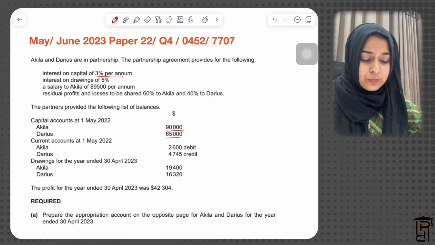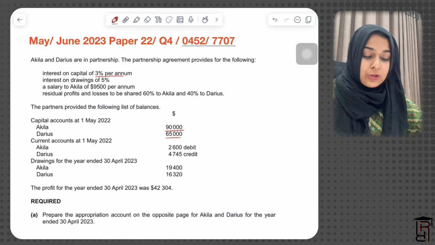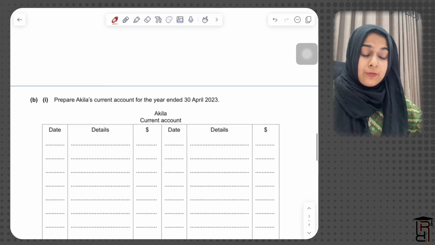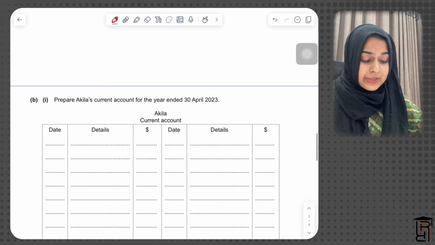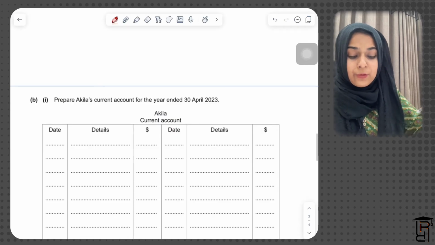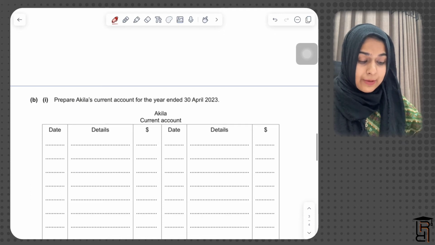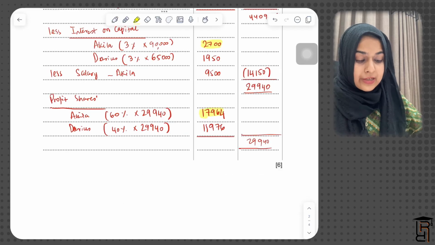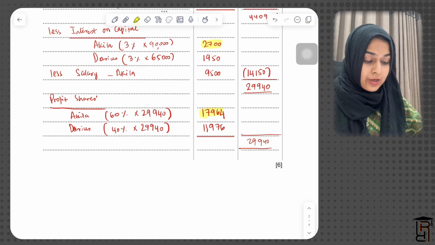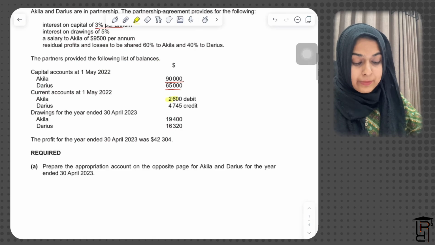So here they are asking you to make just one current account, that is for Akila. They could have actually asked you to make two current accounts, or both of them in one account. That is also possible. There are lots of questions which have that kind of requirement. But here, whatever information you have is for Akila. So interest on drawings for Akila is 970. Akila's interest on capital is 2700. Akila's profit share is 17,964. And Akila's salary is 9,500. That is all important. Akila's current account balance is a debit balance, 2,600.